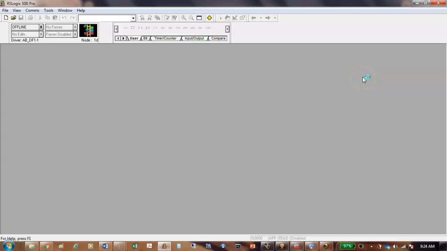So here's our application. It's called RS Logic 500. And so your PLC will have a little ladder symbol down here on the bottom. But before we can communicate with the PLC, we have to have the right driver.